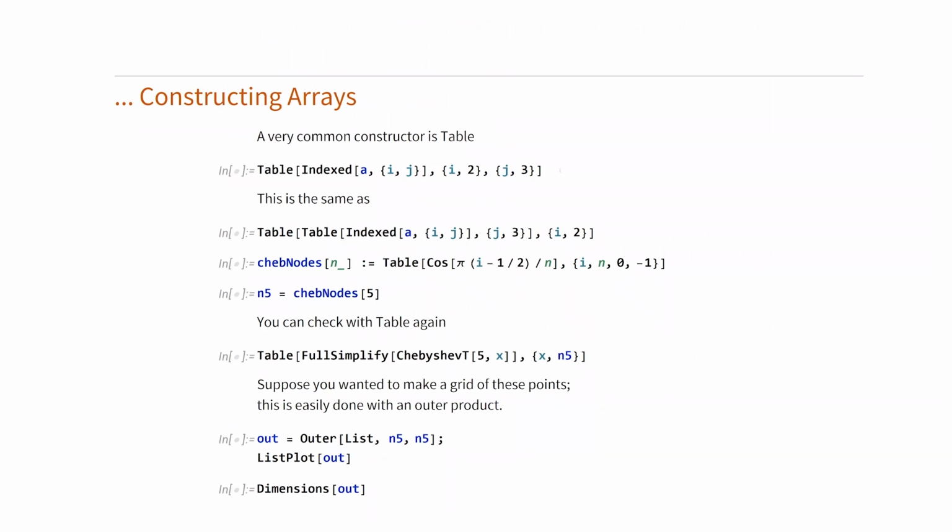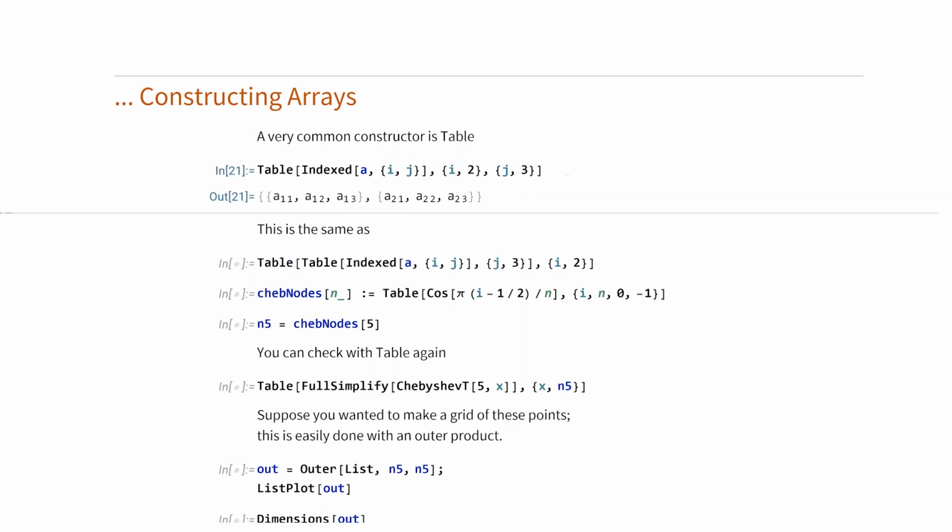But if you want to construct an array which has different sorts of elements, a very common one is Table. So this is kind of like that symbolic array I did before, but this is doing Table. And I always get confused as to which index goes where. In this Table, the outer index goes first and then the inner index. Another way of expressing this is as a nested Table.